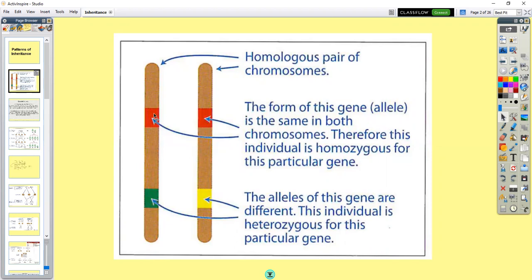So it could be big C, okay? Or in this gene locus, a slightly different position on the chromosome, you can see these are different. So that might be a big T and a small t, in which case we call that heterozygous when they're different. When they're homozygous, big C, or small c, that is a homozygous gene.